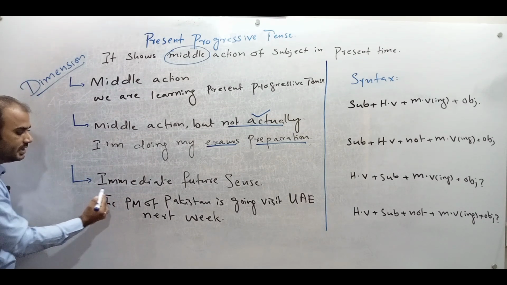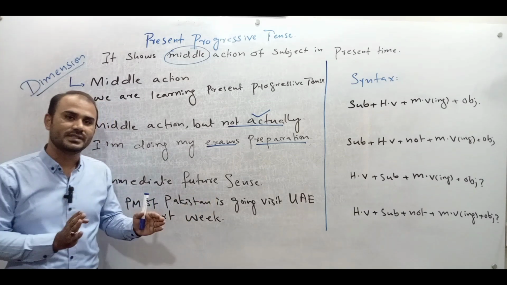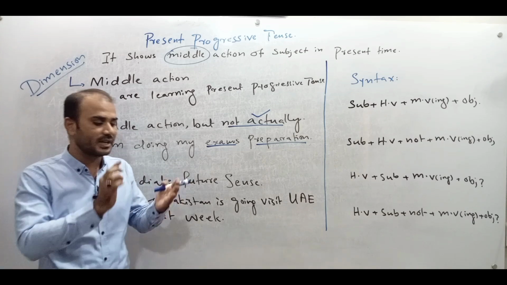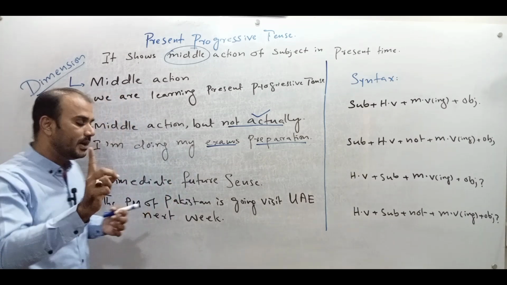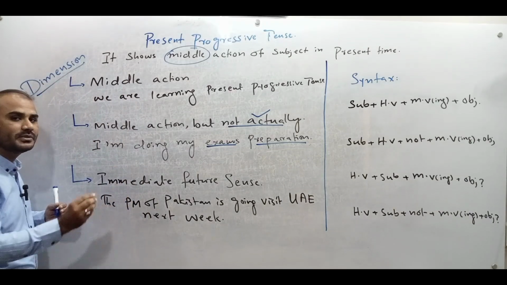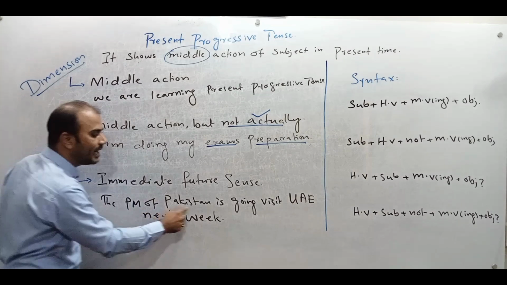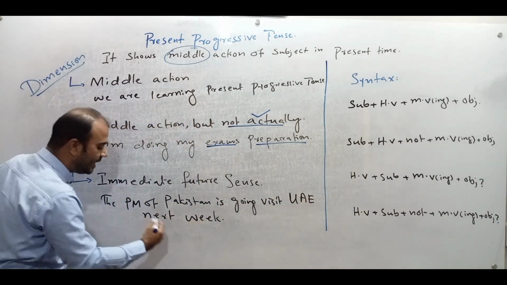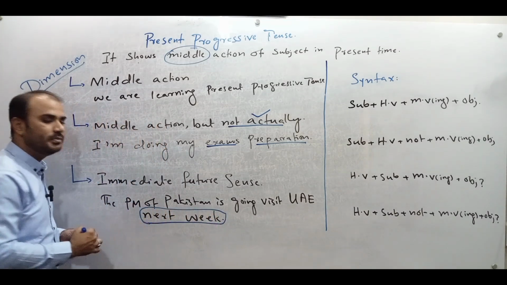Third and the most important is the immediate future sense. Now see, there are future senses. I will go to Karachi, that is actually a future sense, but it's not decided when I will go, I just told about that. But immediate future means it's going to happen very soon, meaning the Prime Minister of Pakistan is going to visit UAE, when? Next week. So here is the time period that denotes that the action is going to happen.